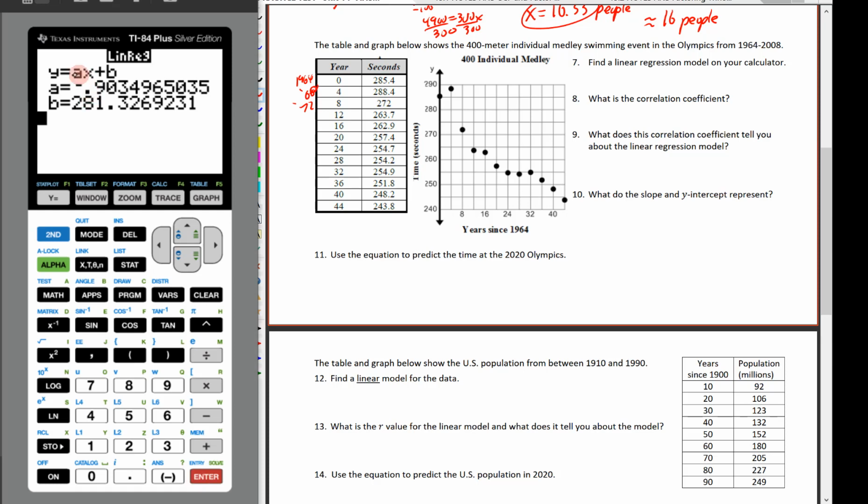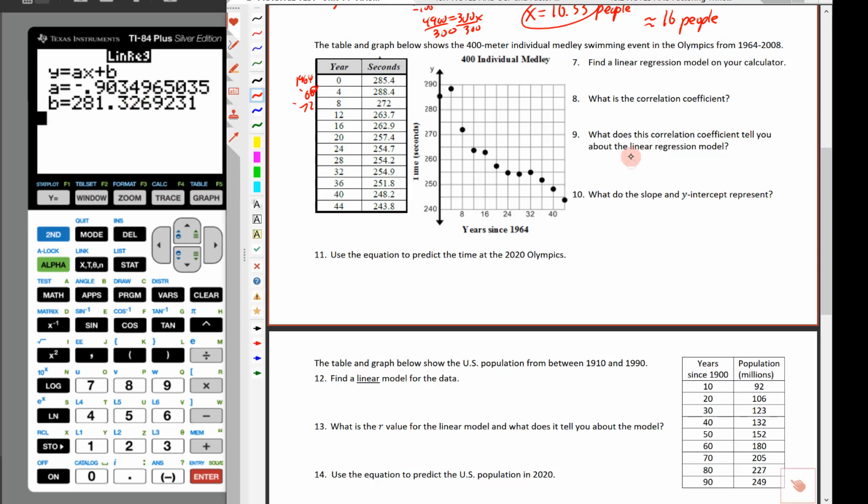So we end up with a slope of negative 0.903. So that 3 is not enough to bump this up, so we're going to call that negative 0.90, and the y-intercept is 281.326. That 6 is enough to bump that up. So here's what we're going to write down on this. We're going to do y equals negative 0.90x plus 281.33. Now make sure you're careful with the rounding on there and everything.